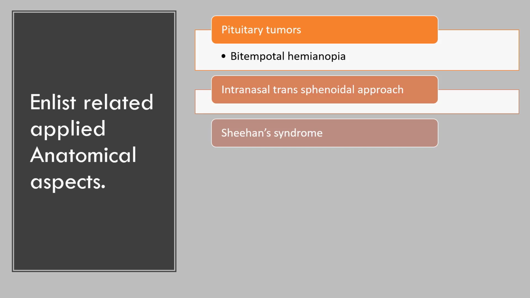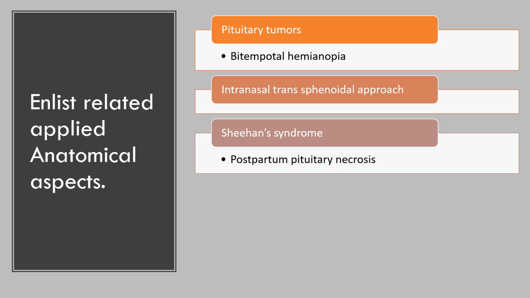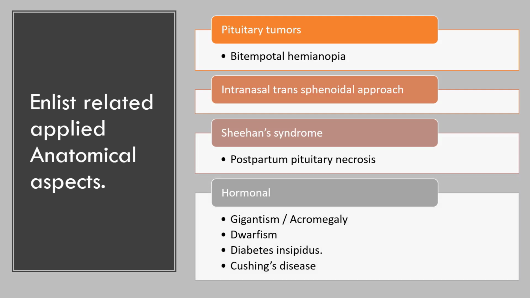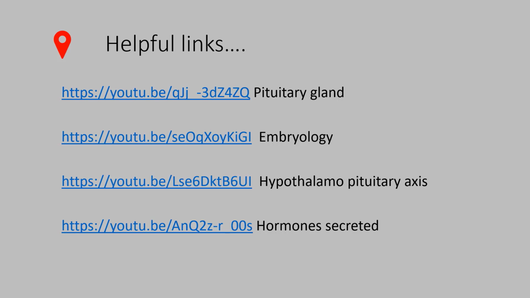Sheehan's syndrome is a type of syndrome where postpartum necrosis of the pituitary gland sets in because of hypovolemic shock. This results in hypopituitarism. There are a number of hormone-related pathologies: gigantism, acromegaly, dwarfism, diabetes insipidus, Cushing syndrome, and so on. These are the links I have shared externally.